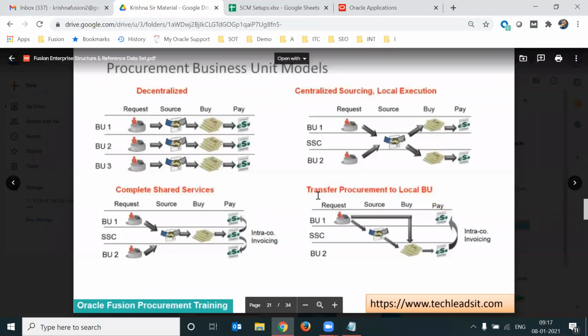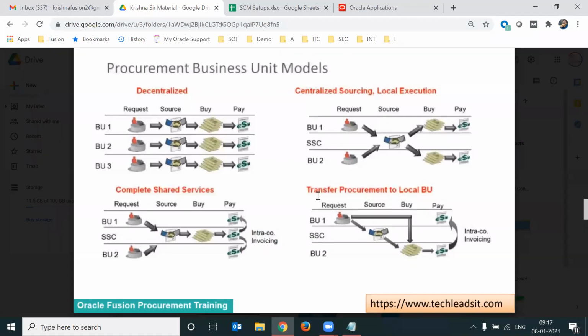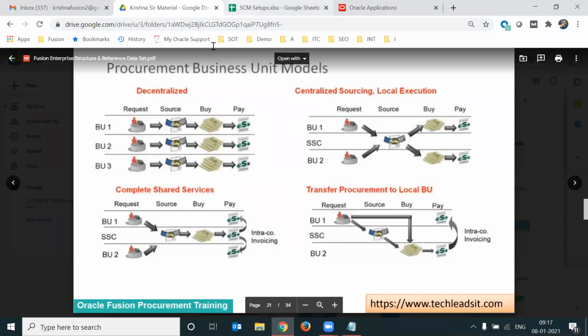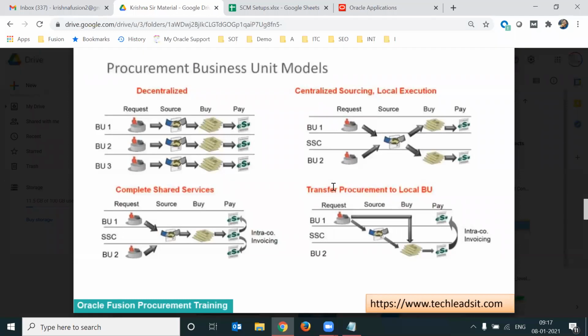I would like to stop for today, because today I have already explained a lot of theory, so I don't want to explain more. Before I end this session, I would like to give some curiosity. That is the reason I started discussing these models. Tomorrow we'll see centralized procurement, how we can achieve it using the business functions. Okay, that's all for today.